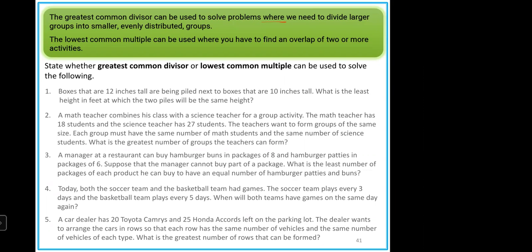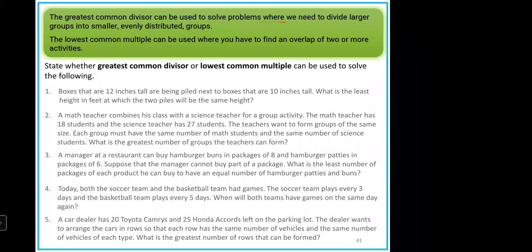LCM is asking when you're going to find an overlap, so two things end up being the same, more or less. Oh, sorry, it's LCM because we're trying to determine where the two bars could be the same height. Right. So that's the case for number 1. Anytime you're trying to get two things to be overlapping or be the same at the same point again, then you're looking at a problem you can use LCM to solve.